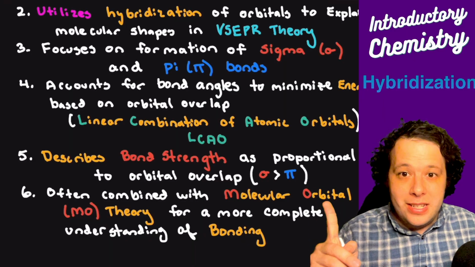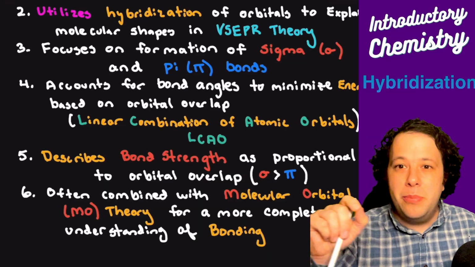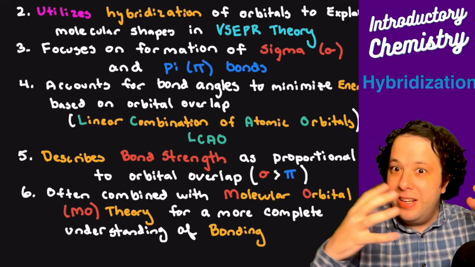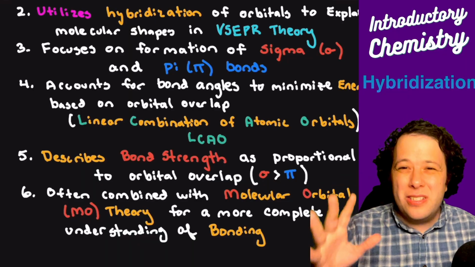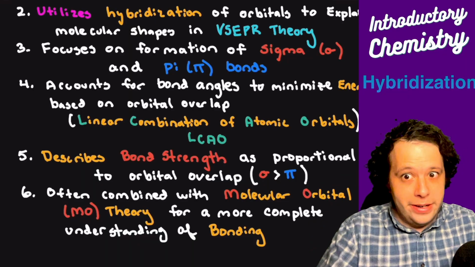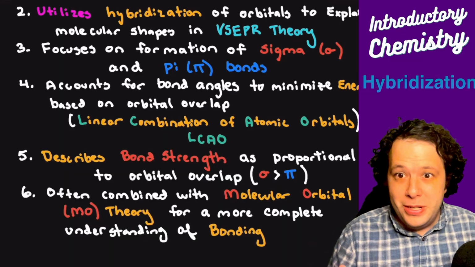The other thing is that this is usually partnered with molecular orbital theory, which will give you a more complete understanding of molecular orbitals forming, meaning this only covers so much, right? This is a basic understanding. It can go deeper and then even deeper than that. So that's kind of the idea. All right, let's go through a bunch of different examples and try to see what else we can learn.